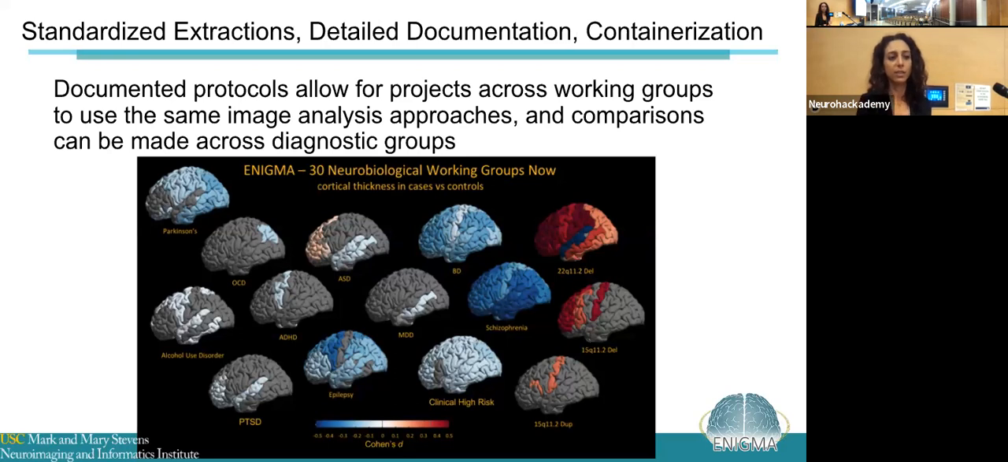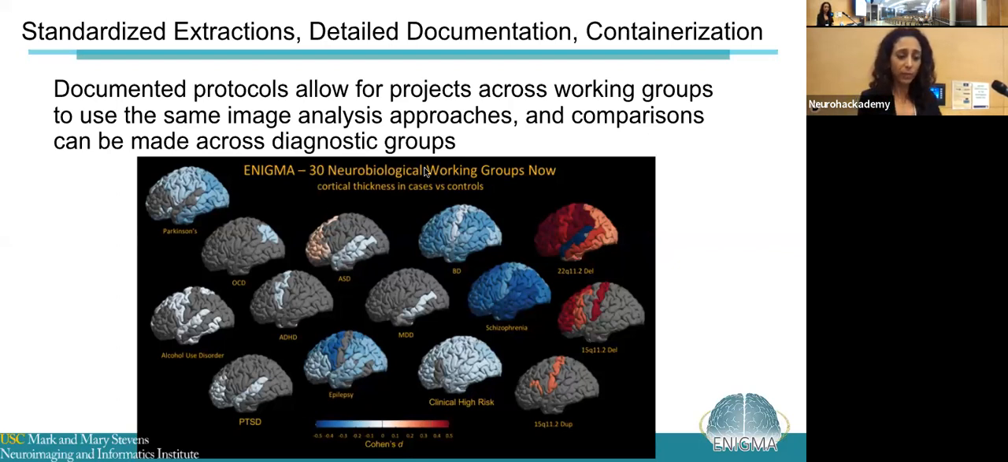So all the standardization with these protocols, extracting features a certain way, the documentation, containerization of protocols, it not only allows groups within a working group that we discussed, that might be interested in, let's say, purely schizophrenia or Parkinson's, to work within that working group, but also you can look at common effects across these working groups.